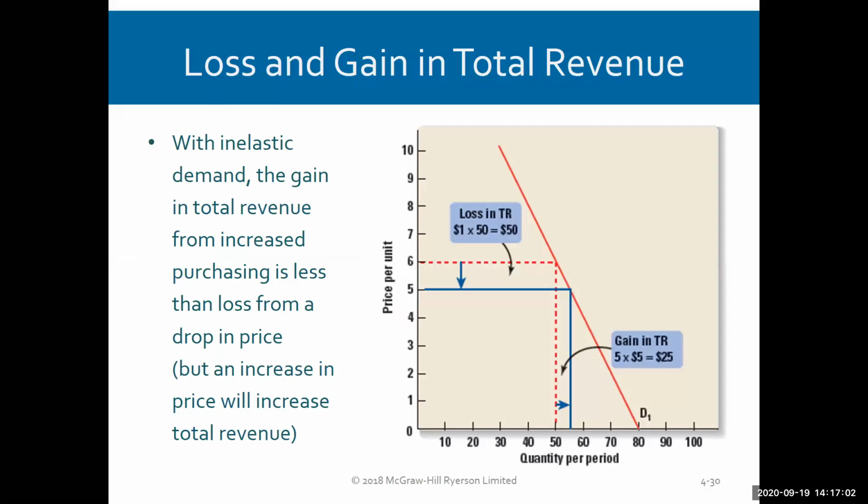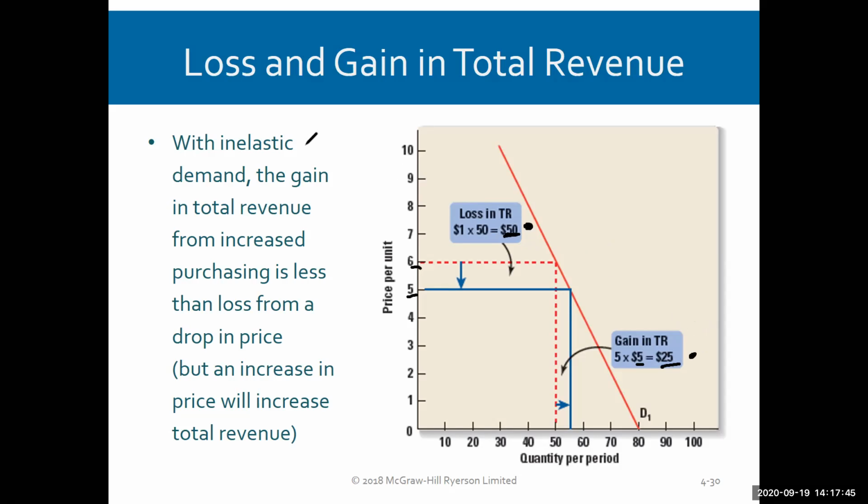So let's take a look at the loss and gain in total revenue on this. With inelastic demand, the gain in total revenue from increased purchasing is less than the loss from a drop in price. So here we drop the price from $6 to $5 and we lose total revenue of $50 on the first 50 units. 50 times 1 is a loss of $50. But because we lowered the price, we gain 5 more sales times the $5. We gain $25. So that offsets it somewhat. But the loss in total revenue is greater right here than the gain in total revenue.